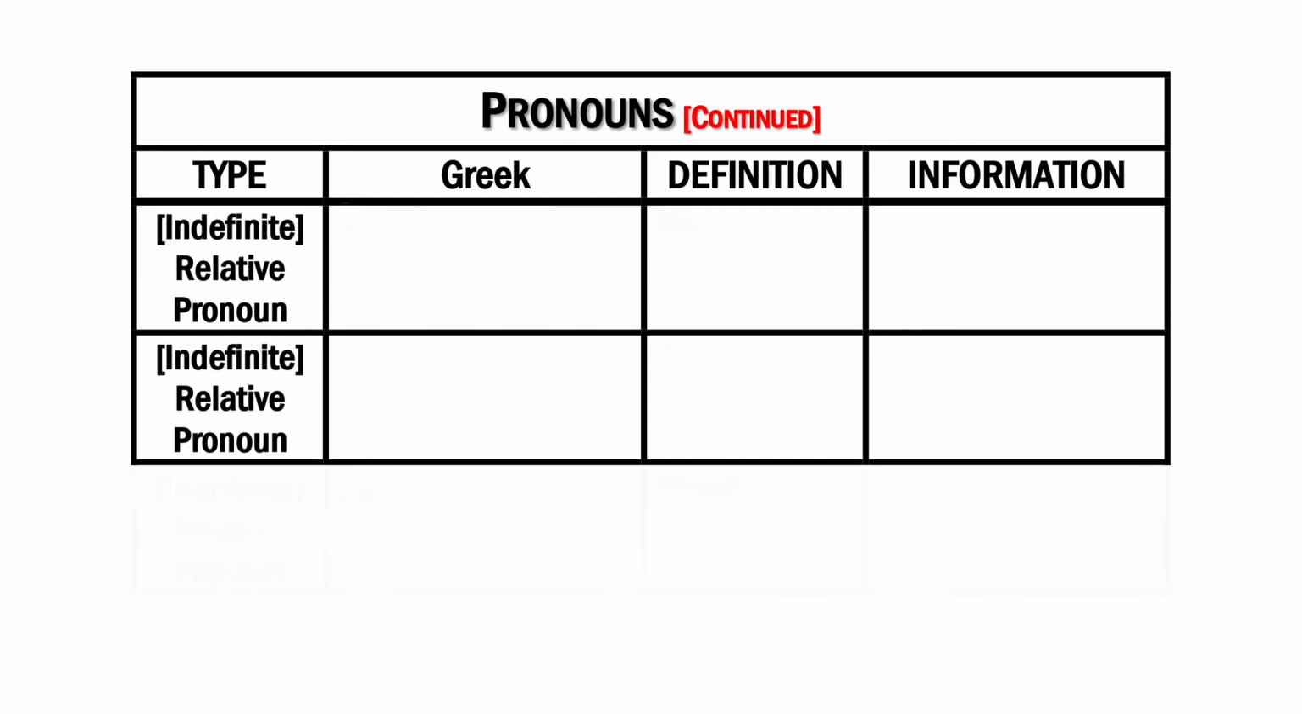Okay, let's keep going with the indefinite pronouns. We have tis, which means someone. It is declined like the interrogative. And ti, which means something.